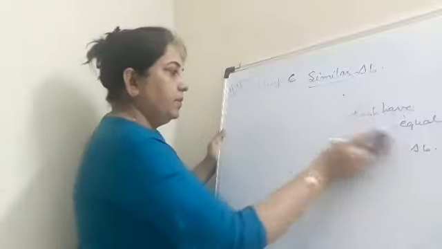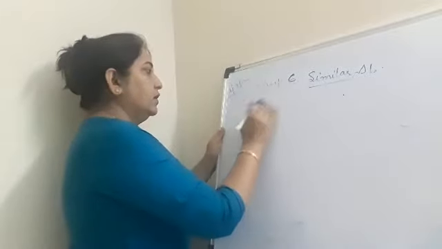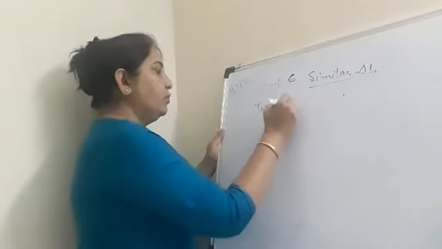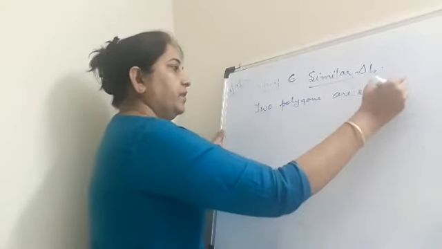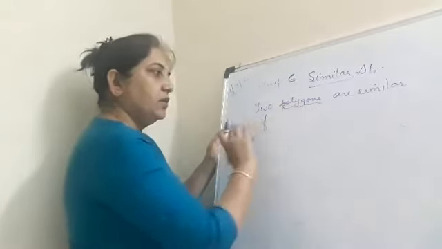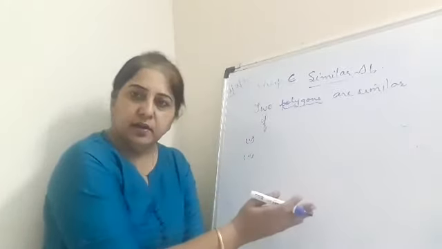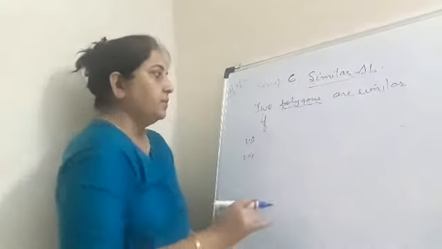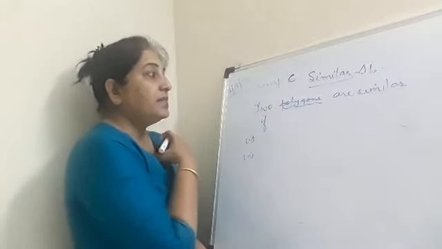Now remember two points. You will write all these points in your maths notebooks. Two polygons are similar if two conditions are there. I am writing polygons because it will be for all polygons, but because we are going to focus on triangles, we are only going to study the theorems related to triangles.